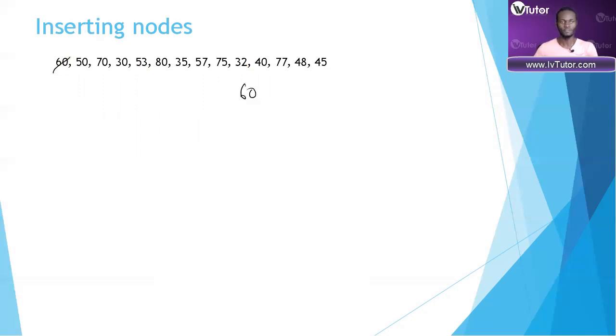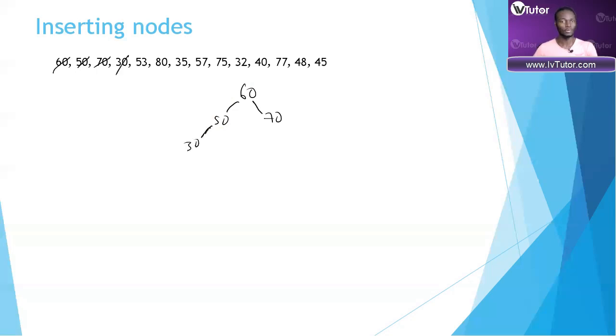Now I want to put 50. Because 50 is less than 60, 50 goes on the left side of 60. I want to put 70. 70 is greater than 60, so 70 goes on the right of 60. I want to put 30. 30 is on the left of 60 because it's less, and also on the left of 50 because it's less than 50, which means 30 goes on the left of 50.